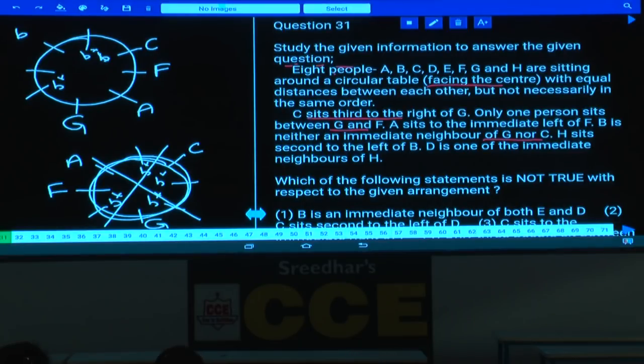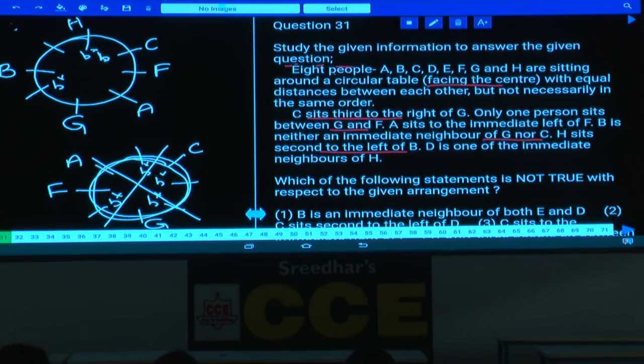And H sits second to the left of B. As H is seated second to the left of B, if B is here, then H and C must be in the same place, which is not possible. Which implies that B cannot be here. As B cannot be here as well, the only possibility left for B is opposite to this F. B is here. And H sits second to the left of B, H will be here.